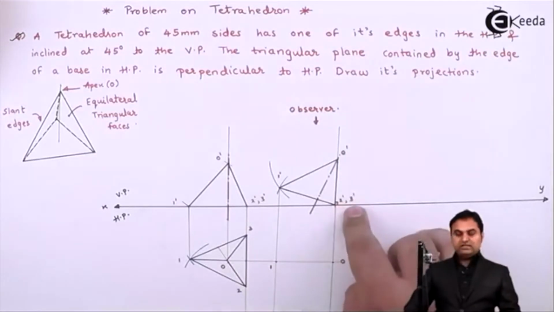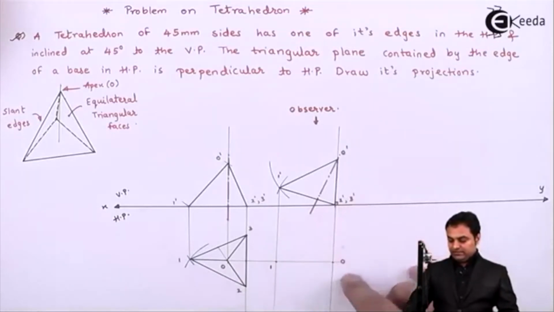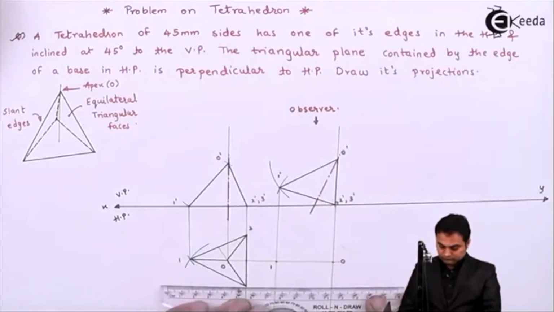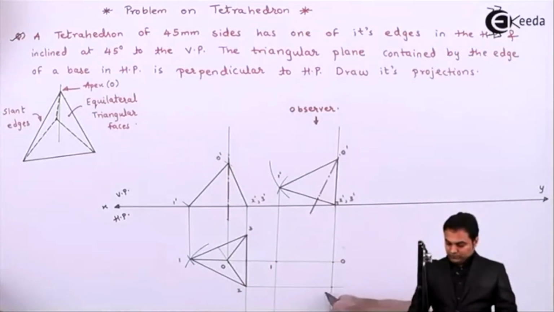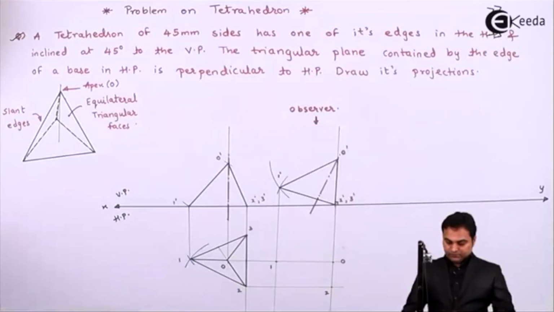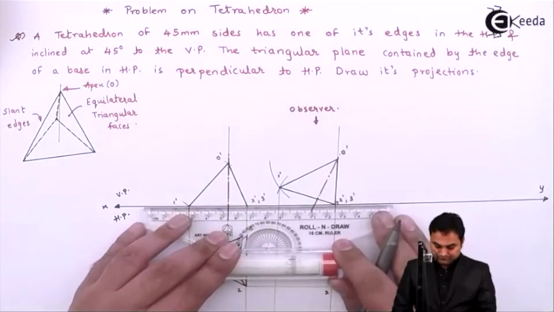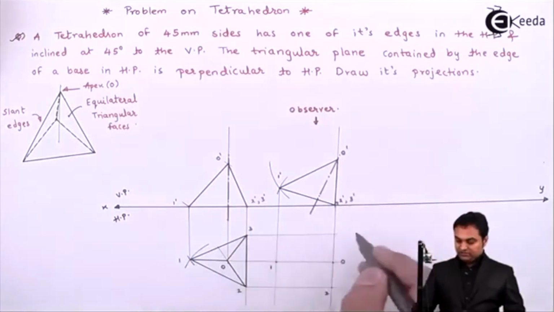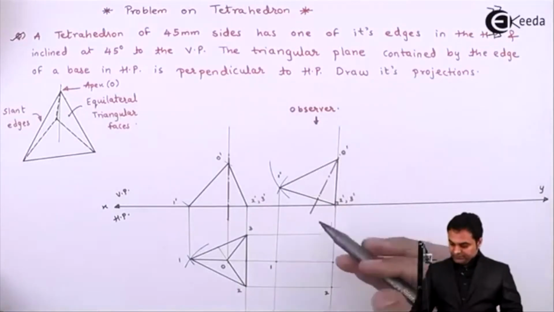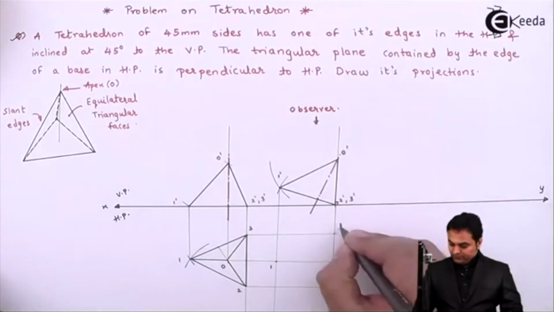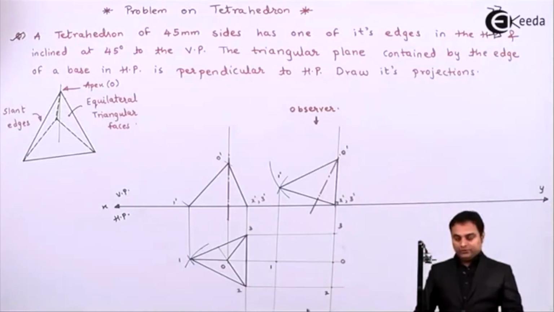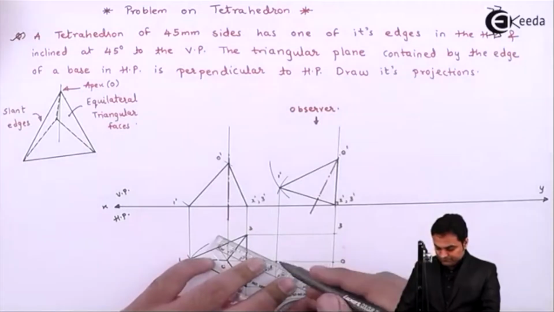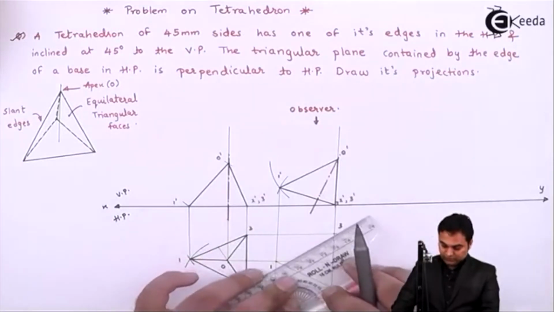Next, 2 dash, 3 dash, they are on the same line as the apex. So first I'll mark point 2. Here is point 2. Next point 3. So 3 dash and 3, where they intersect, that gives us point 3. Connecting them in order. So joining 1 to 2, 1 to 3.